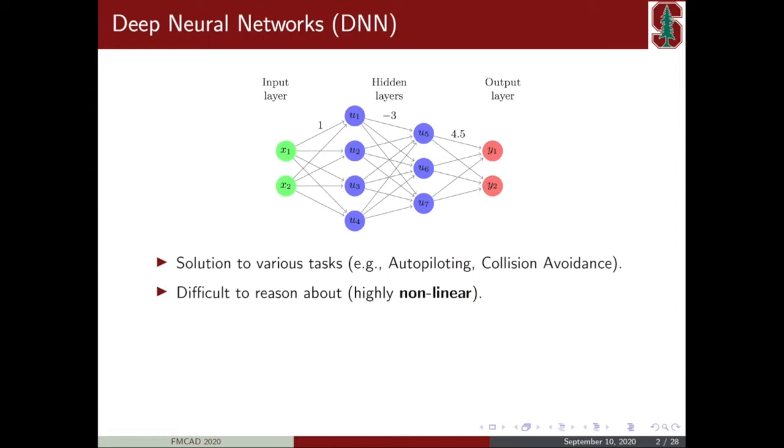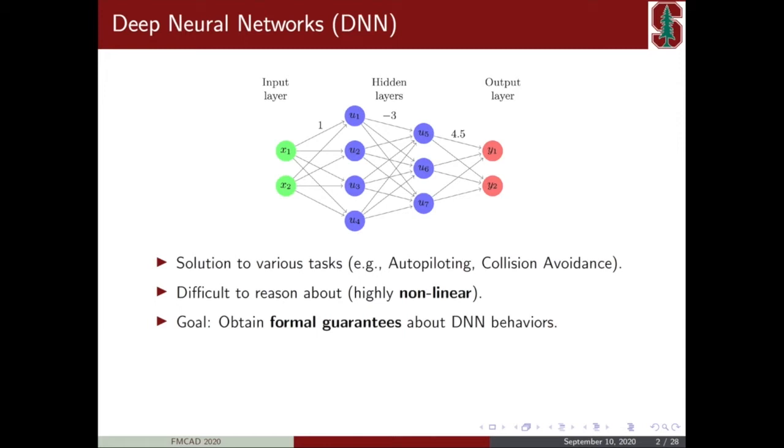A feed-forward neural network consists of an input layer, an output layer, and multiple hidden layers in between. Each hidden layer consists of multiple neurons, which take as input a linear combination of the output of the previous layer, and apply a nonlinear transformation to that input. That nonlinear transformation is called an activation function.